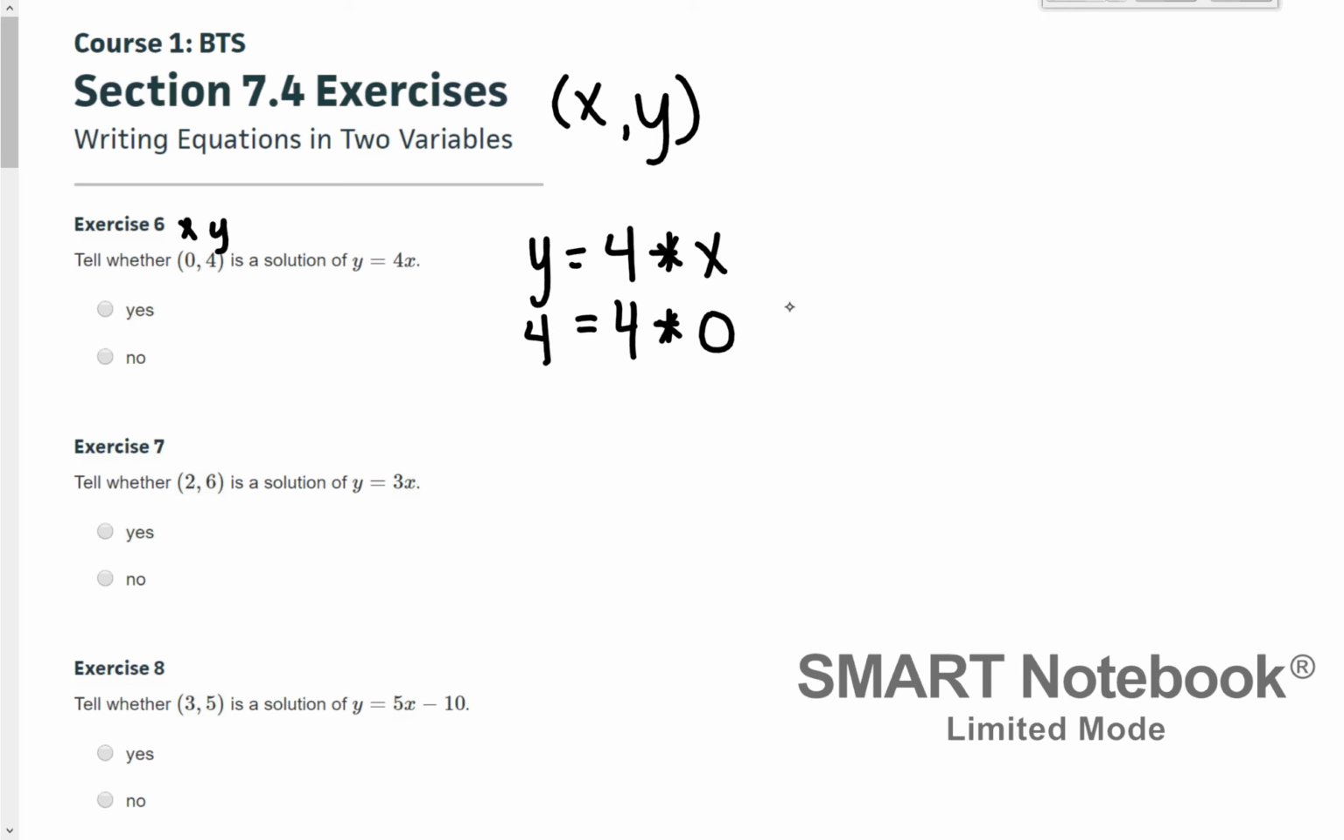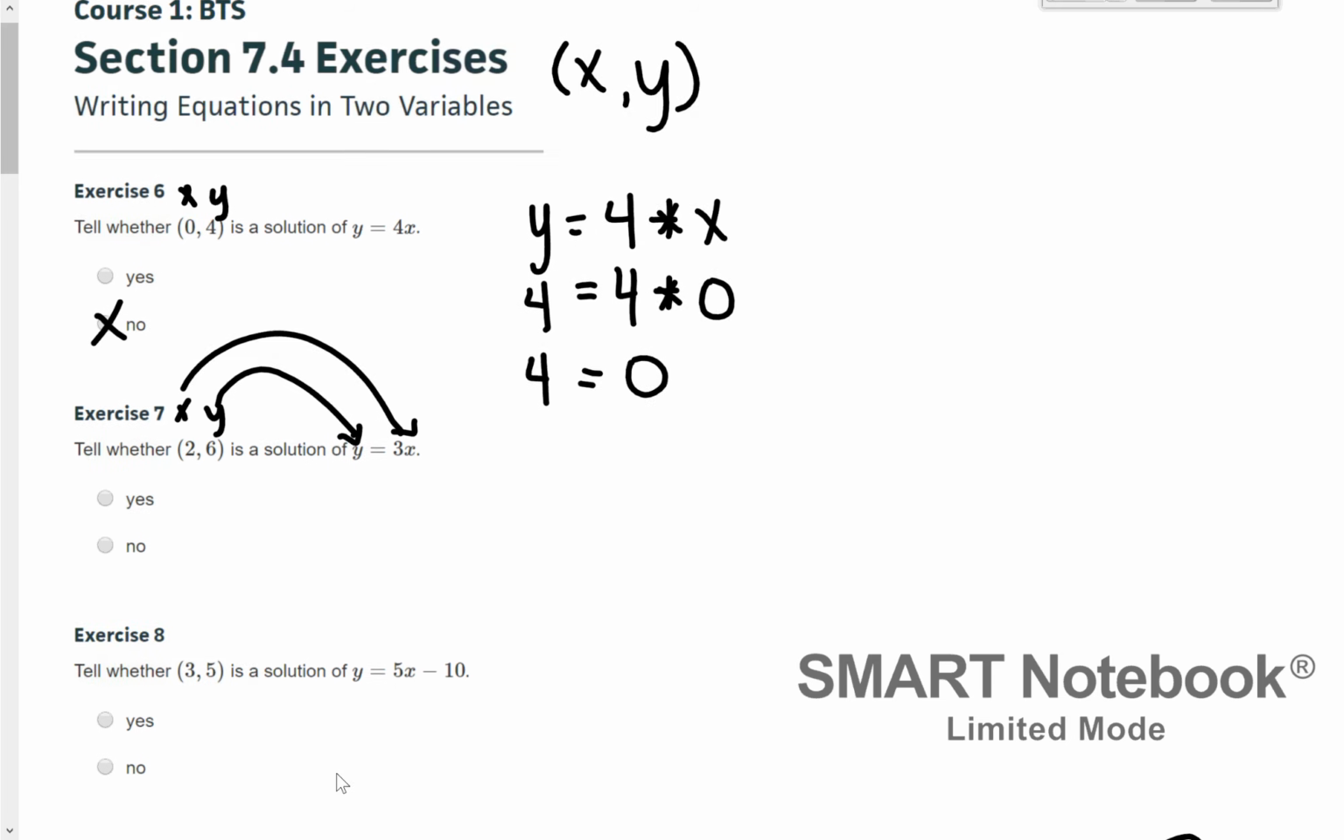So I have 4 times 0. 4 times 0 is 0. Does 0 equal 4? No. So our answer would be no for that. So just remember it goes x and then y. You're plugging your x in for your x. Remember there's a times in there. And your y number in for your y. And then seeing if that equation is true. For example, if we got 4 equals 4, our answer would be yes. All right, so that's the first kind of problem, for 6, 7, and 8.